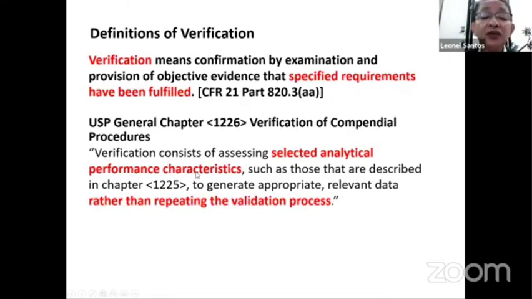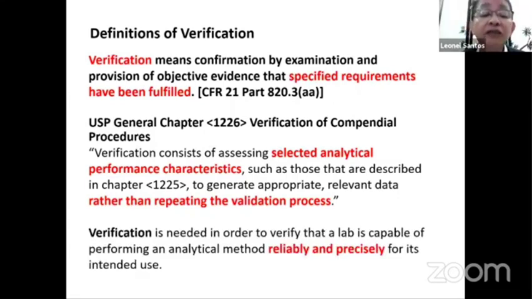It is not actually the same as validation, because only selected analytical performance characteristics are chosen so as to generate the appropriate relevant data. It is not a repetition of validation. Verification is needed to make sure that the laboratory performing the test can reliably perform the method with precision and accuracy as it is intended.